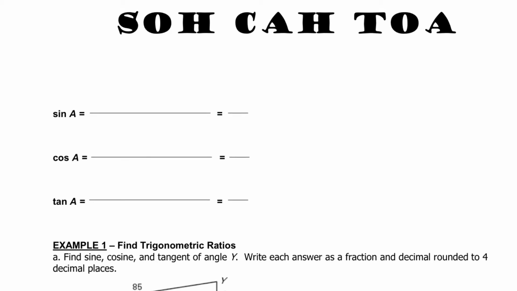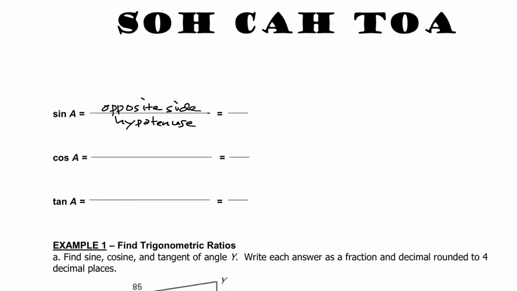The next thing you can see here is SOH, CAH, TOA. We say that is SOHCAHTOA. Let's hold off on that for a minute, and I'll show you what that means. Let's go down below that, and we're going to define what the sine of angle A, the cosine of angle A, and the tangent of angle A are.